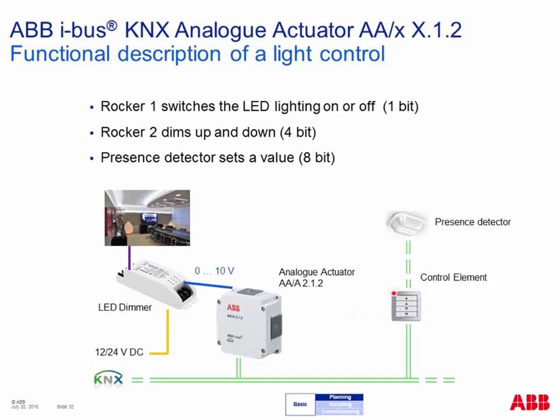With our rockers, we can switch or dim, by short or long pressing, and send dimming or switch telegrams or 8-bit values, for example go to 50%, to the analog actuator. It converts it into an analog signal, sends the information and controls our dimmer. And we can dim our LEDs, for example. These are the three examples of how we can use the analog actuators for planning.